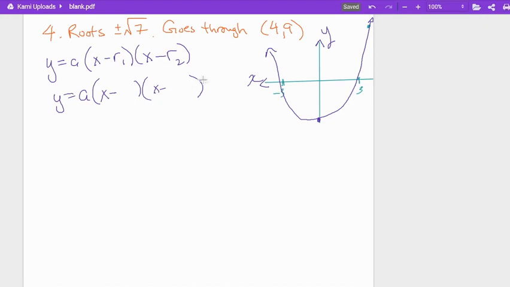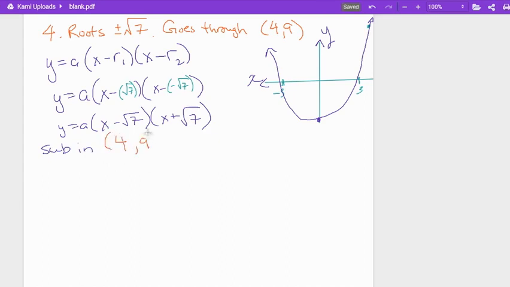Now notice that those minuses are part of the formula. So if my roots are root 7 and negative root 7, I can further simplify to y equals a times (x minus root 7) times (x plus root 7). Okay, next I will sub in the point. Sub in 4, comma 9.